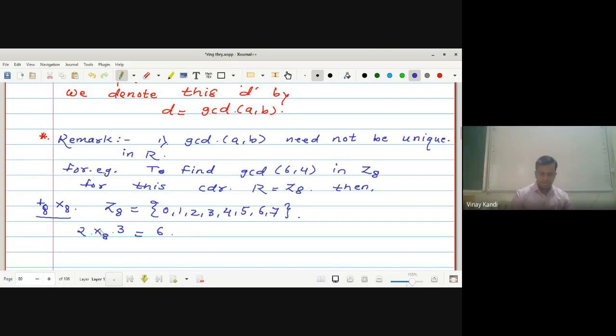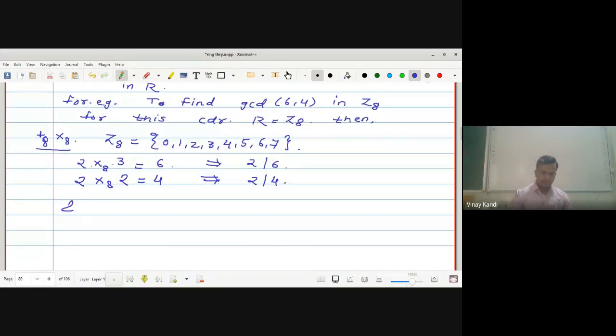6, which implies, by the definition of divisor, 2 divides 6. Now again, 2 multiplication modulo 8 into 2 is equal to what? 4, which implies 2 must divide 4. Now if suppose C divides 6 and C divides 4, it implies C must divide 6 minus 4, that is, C divides 2.